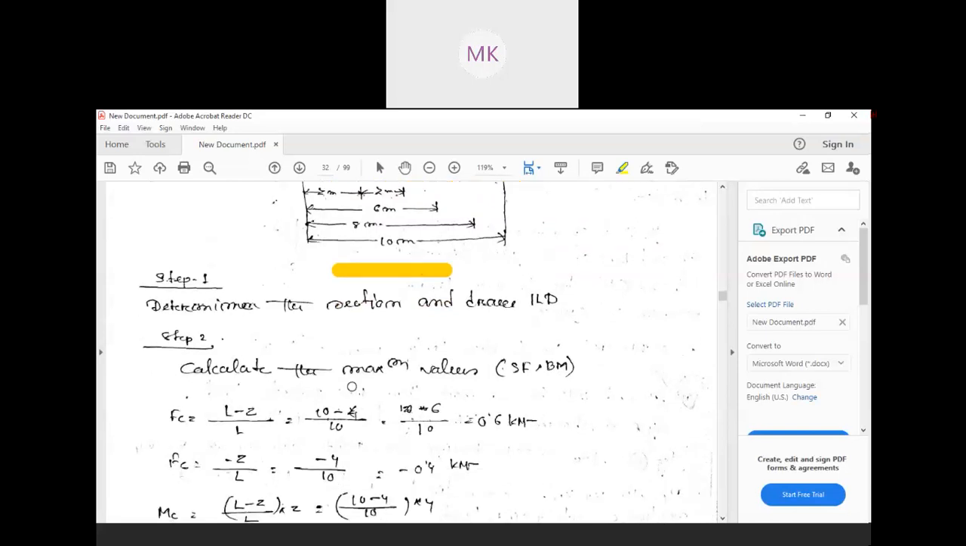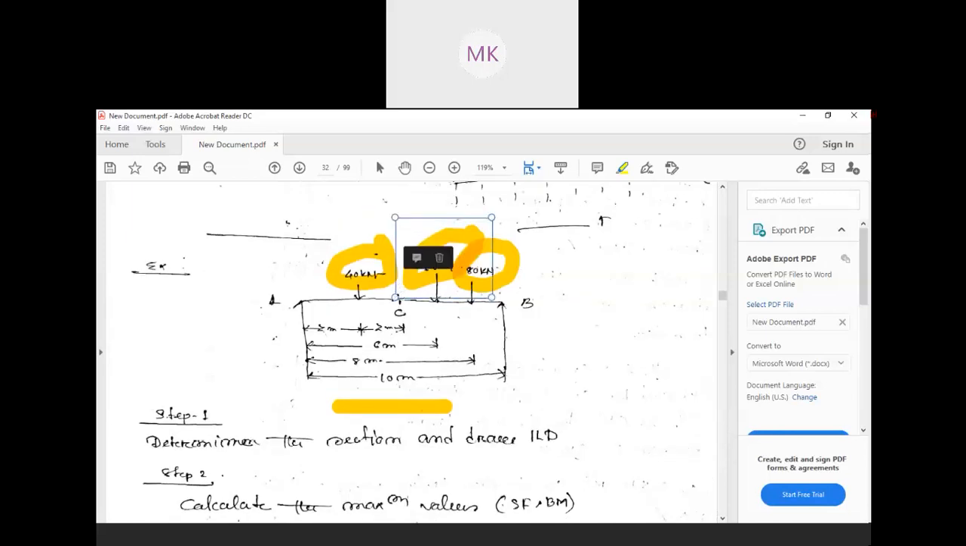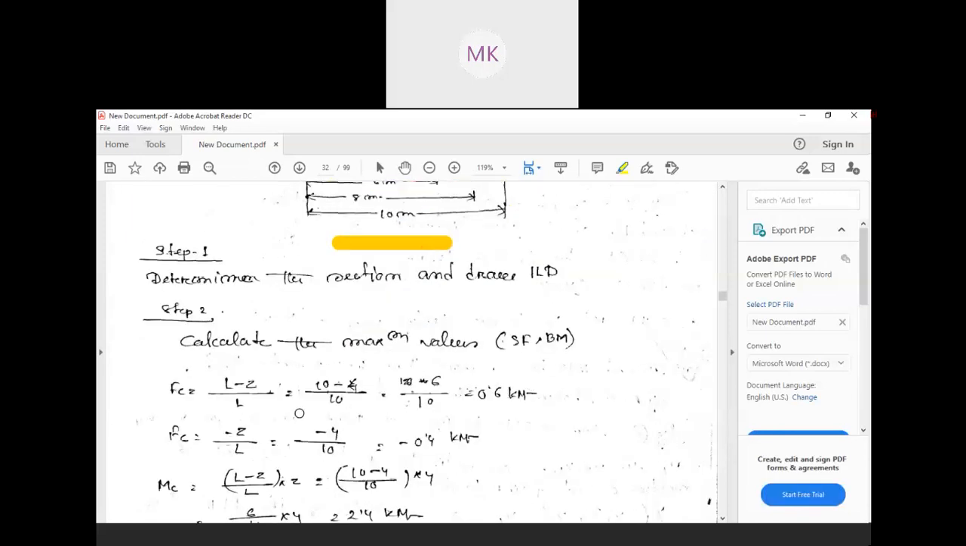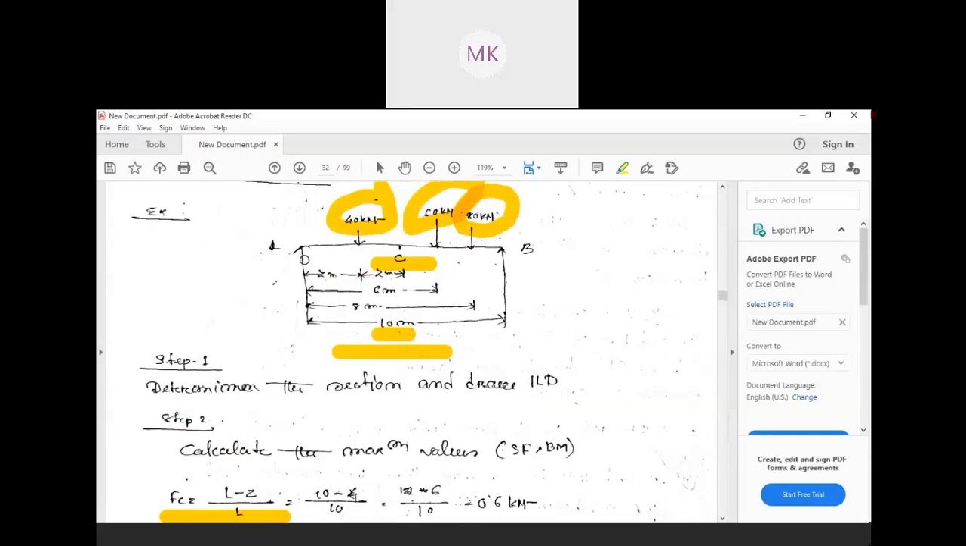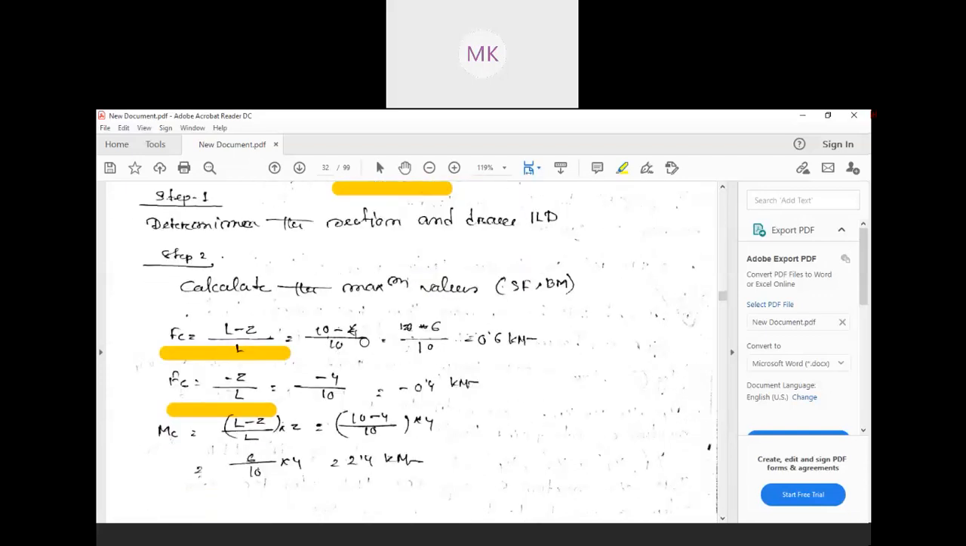What we need to do is calculate the maximum values of SF and BM at point C. For that we already know there are two equations for FC: one is (L minus Z) by L and one is minus Z by L. So see what the distance L is. L we know is 10 meter. What is the distance Z? Z is the distance from point A to point C. It is at a distance of 4 meter. Just put this value 4 and simply calculate. You will get two FC values, 0.6 and minus 0.4.